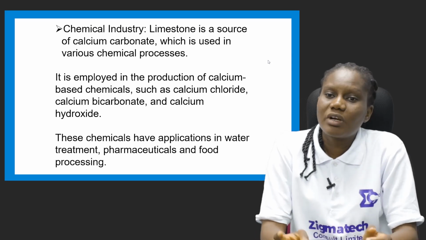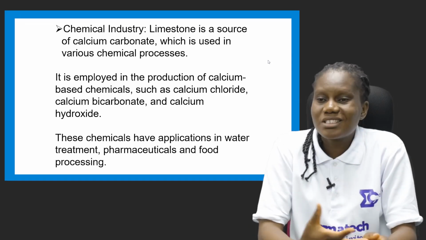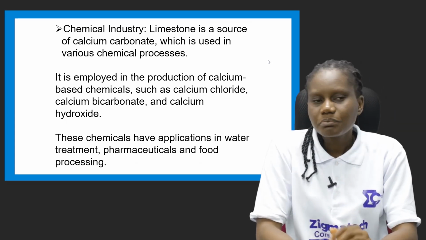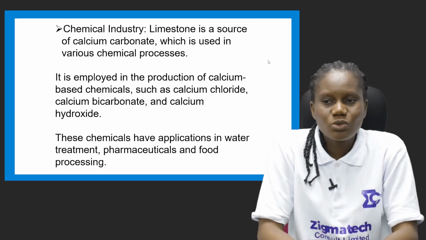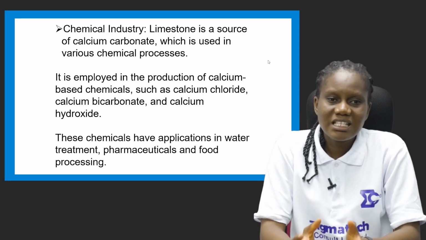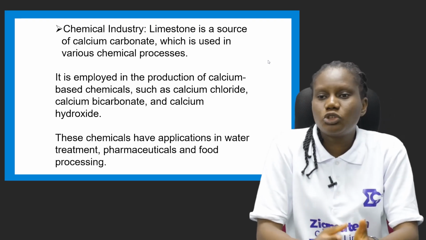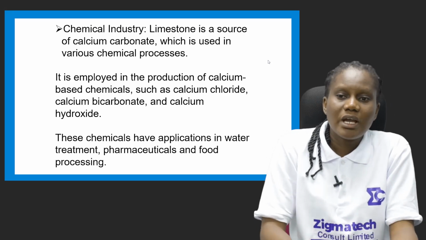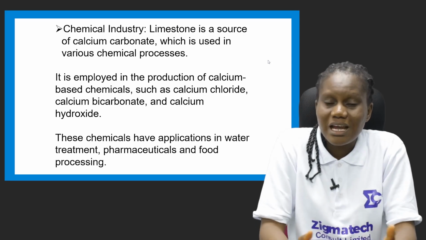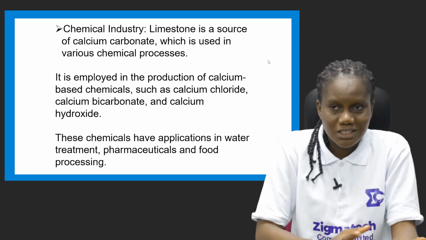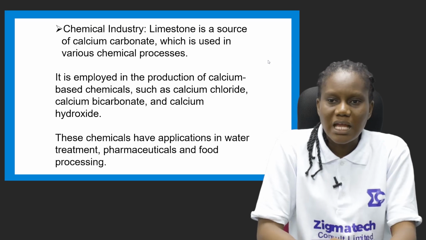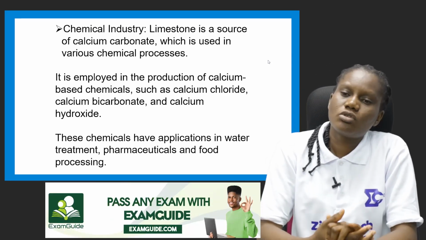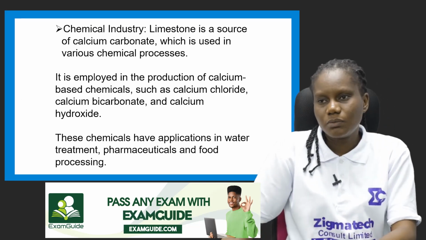It is employed in the production of calcium-based chemicals such as calcium chloride, calcium bicarbonate, and calcium hydroxide. These chemicals have applications in water treatment. There are times we have hard water, acid, and other conditions that affect the water. You can use these to treat your water. And also in pharmaceutical and food processing, limestone has its usage.